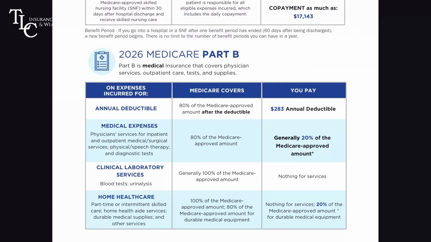So that's going to include things like medical expenses for the doctor, the surgeon, outpatient physical and speech therapy, clinical lab tests like blood tests and urinalysis, certain home health care, and certain equipment and supplies.